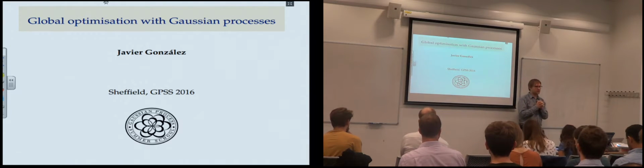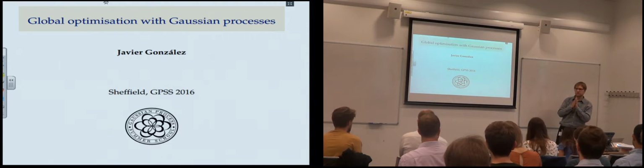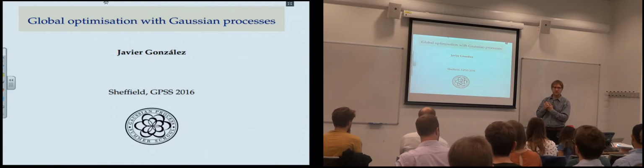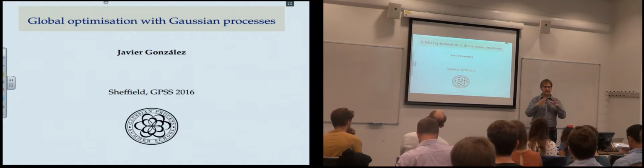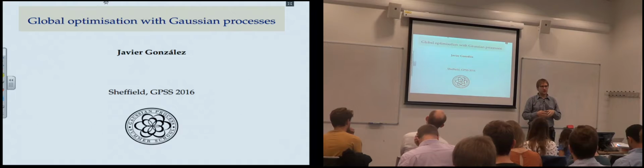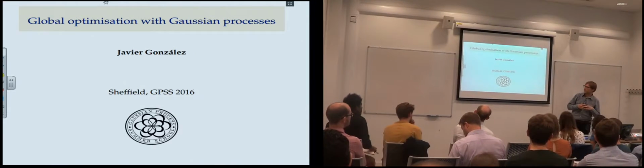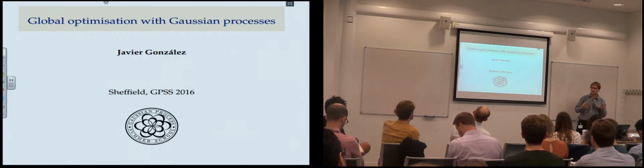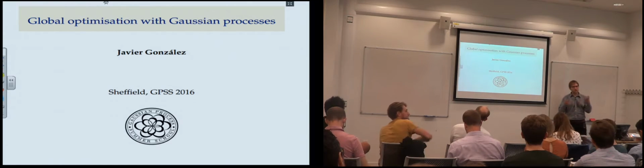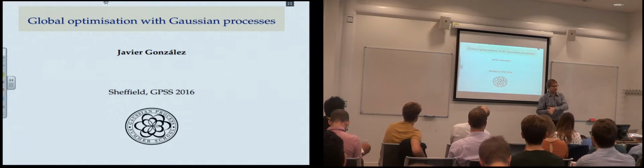So what we are going to do today is show you different applications of Gaussian processes and uncertainty quantification. Essentially, the first three talks are going to work like a block. First, I'm going to show you how you can use Gaussian processes to do global optimization. This is called Bayesian optimization. We are going to be talking about that during the next 45 minutes.